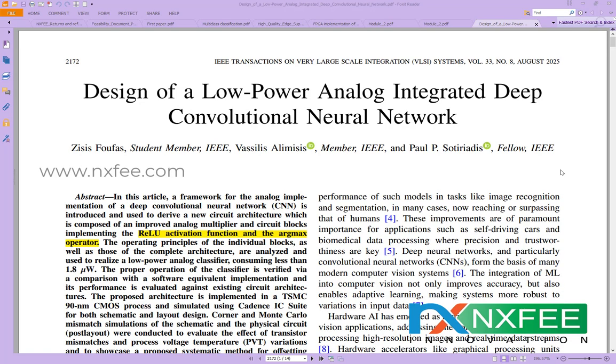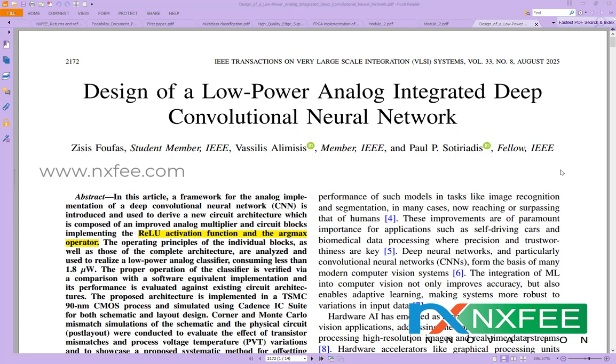Hi, here we are discussing a project design of a low power analog integrated deep convolutional neural network. Convolutional neural networks are becoming important in applications such as medical imaging analysis, portable diagnostic devices, and real-time edge AI, but their hardware realizations still face the challenges of high power consumption, larger area, and circuit mismatches.